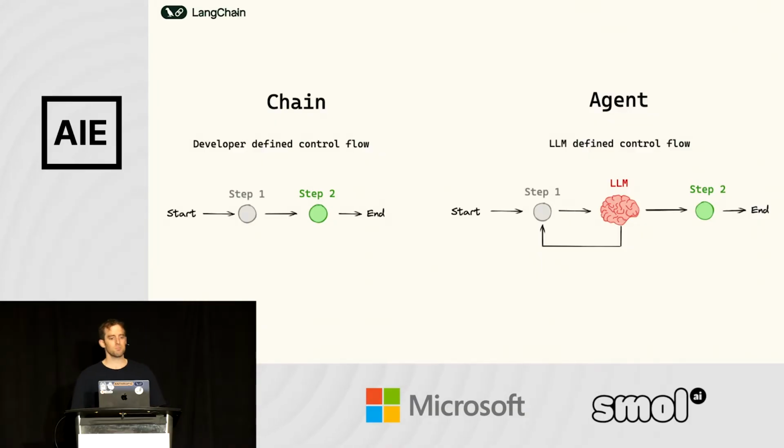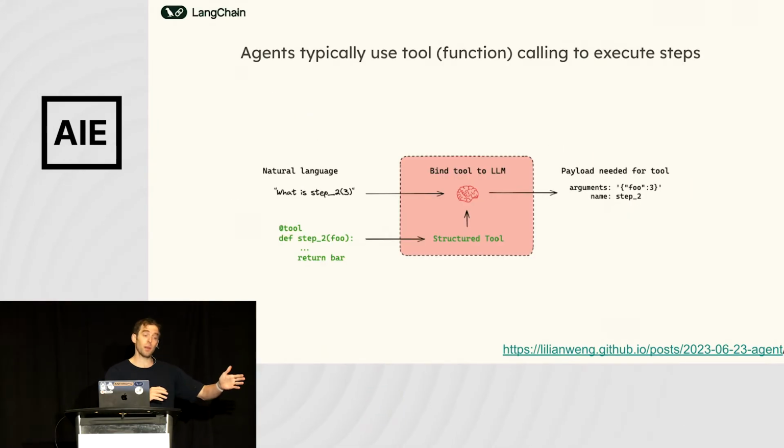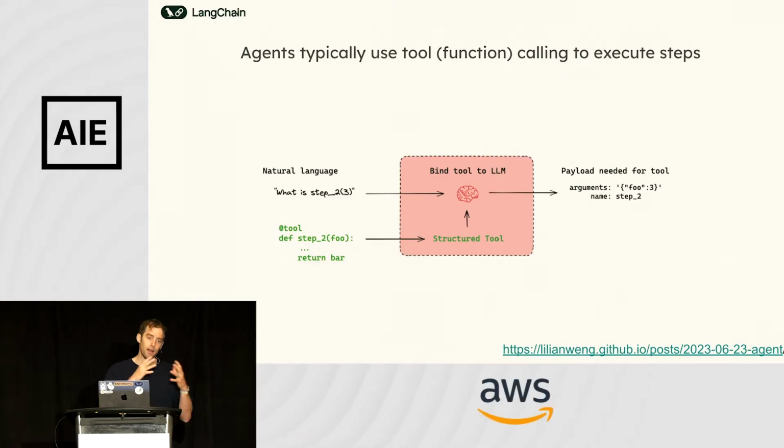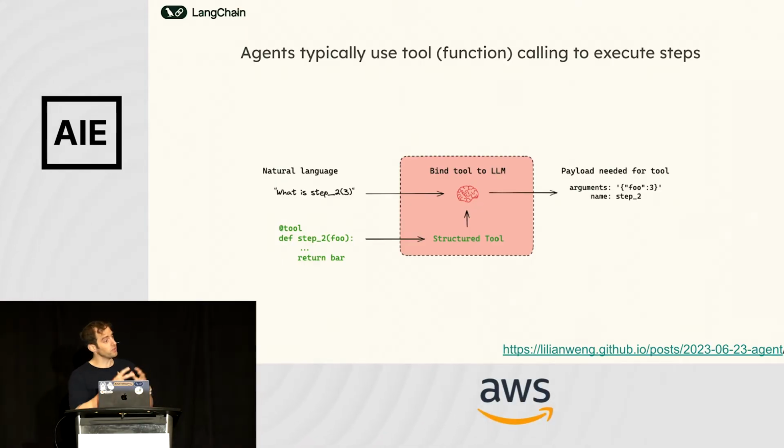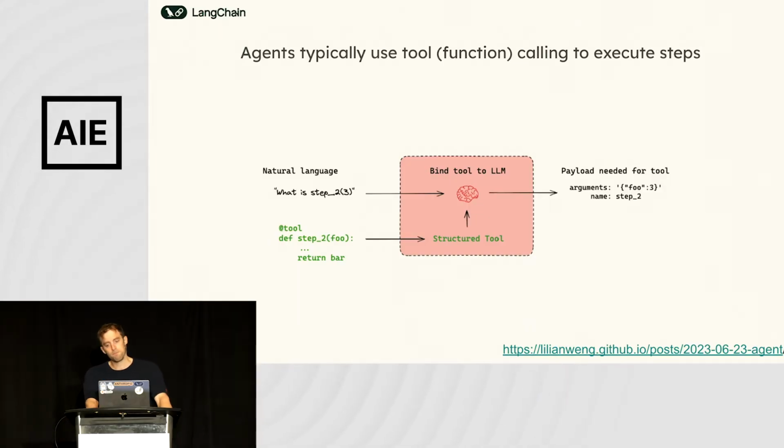So again, with chains, it's a developer-defined control flow. I set it ahead of time. I follow some set of steps every time. With an agent, an LLM determines the control flow. An LLM makes a decision about where to go inside my application. That's one simple way to think about it.